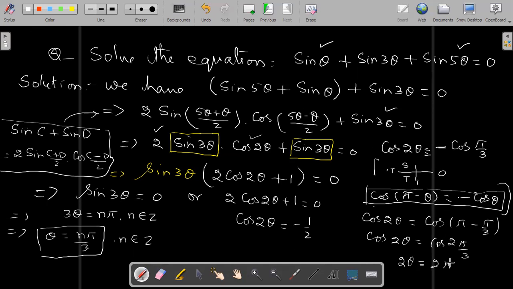Now the answer is 2 theta is equal to 2 n pi plus or minus 2 pi by 3. And this 2 will cancel on both sides. Theta is equal to n pi plus or minus pi by 3. That is the general solution. If you remember the direct value, well and good, you can do it directly. This type of question is in your textbook. Now you can solve all the questions.